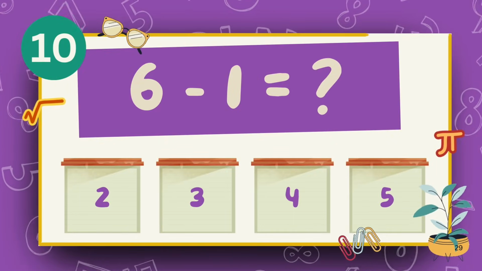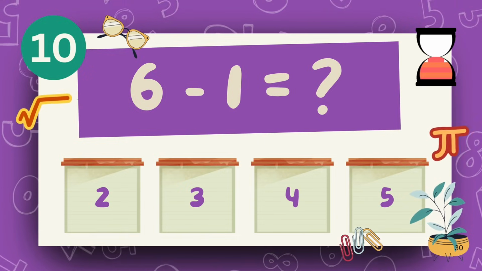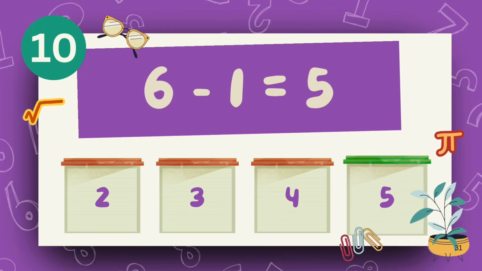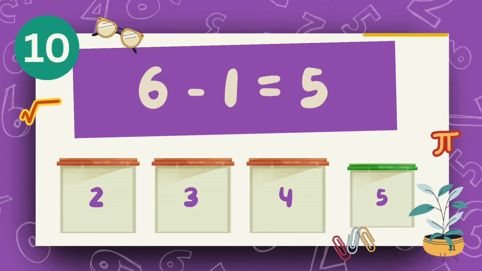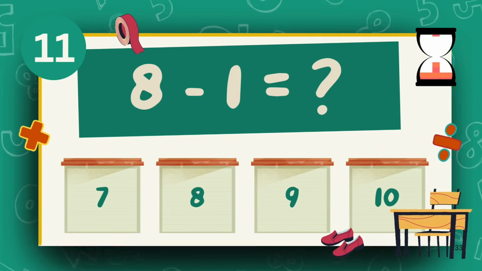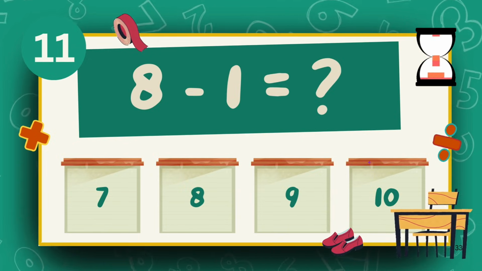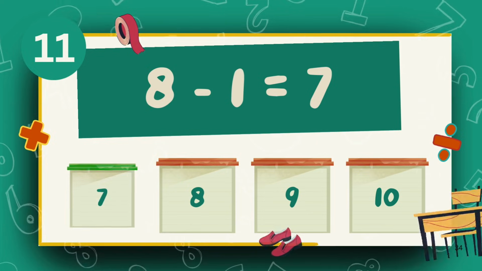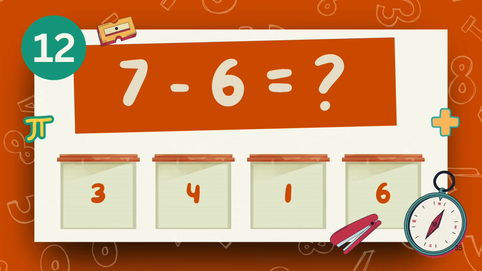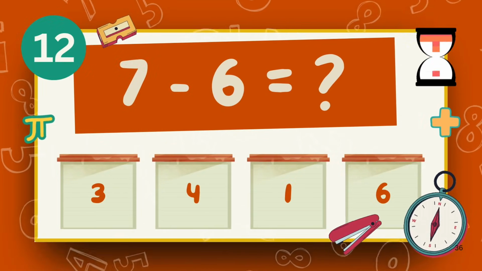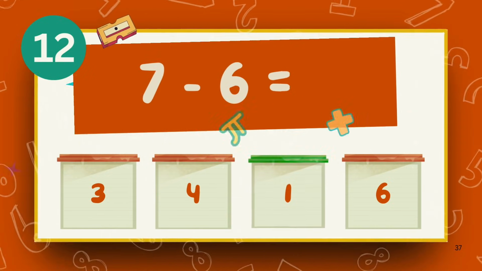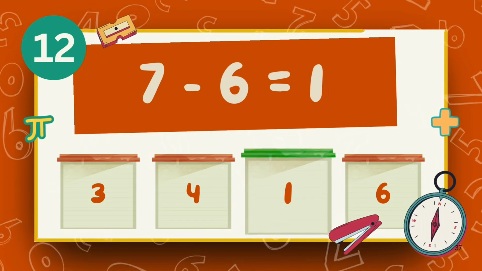What is 6 minus 1? The answer is 5. What is 8 minus 1? The answer is 7. What is 7 minus 6? The answer is 1.